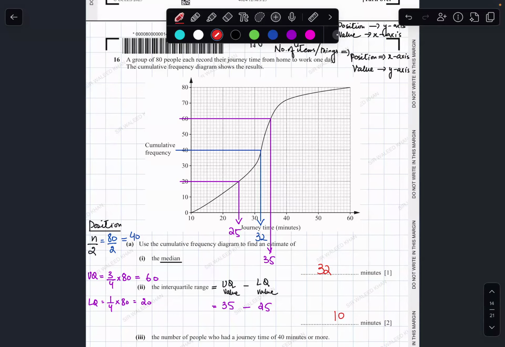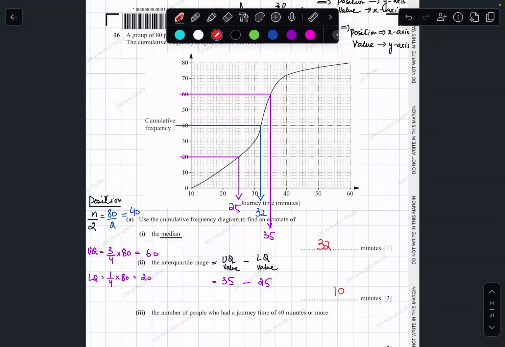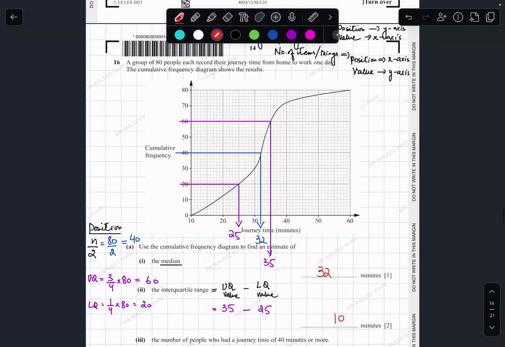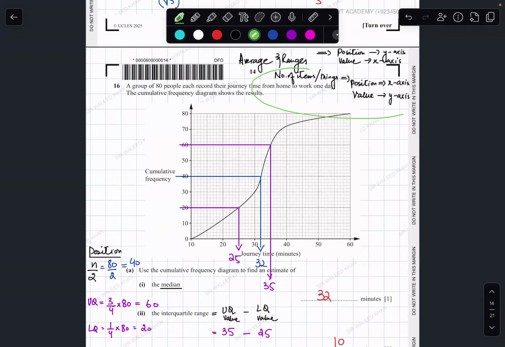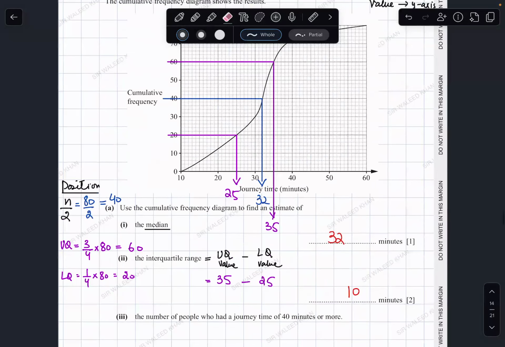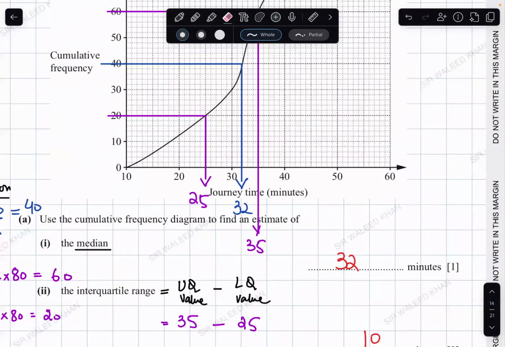Okay. Next, the number of people who had a journey time of 40 minutes or more. Journey time of 40 minutes or more. Because they are asking us about the number of people, number of things, I'll have to position it on the x-axis. So 40 minutes or more. This is the mark, 40 minutes. They are talking about this time range towards the right of it.